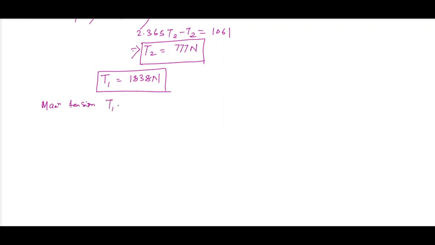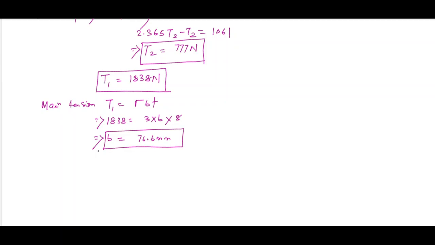Now maximum tension T1 is equal to sigma b t. So I can write 1838 equal to sigma, which is 3, into the width of the belt we need to find out, into thickness, which is given as 8 mm. So the width of the belt will be 76.6 mm. Okay. Similarly, suppose another problem is given to you.